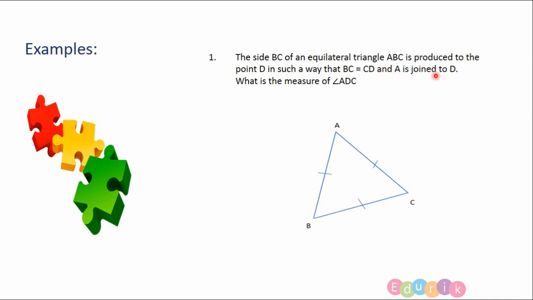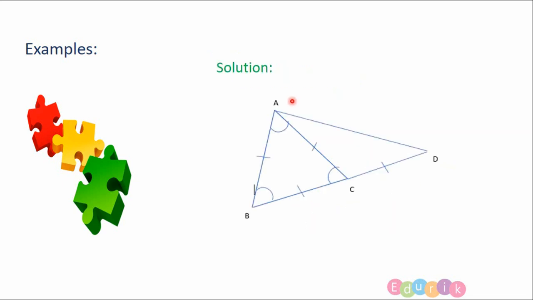Now A is joined to D, and we are joining this point D to this point A. So we are extending BC until the length CD equals BC, and then we join D with A. Now the question is asking us what is the measure of angle ADC. So we have to find out the angle ADC. Let us draw everything the question states. Now if you consider all the things, the figure will look like this one.